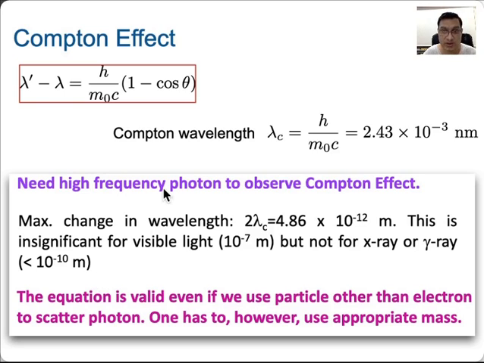Okay. Now this equation, what we have achieved in today's lecture, is valid even if we have particles other than electrons which interact with the photon, and the photon is scattering from that particle. The only important thing is that you have to choose the value of the rest mass accordingly, whatever the particle from which the photon is scattering.